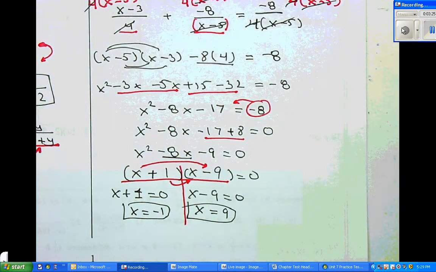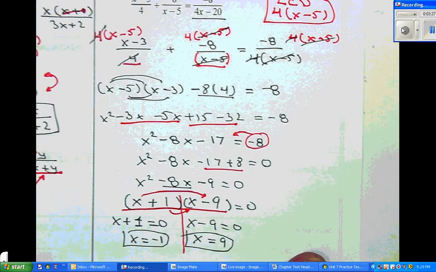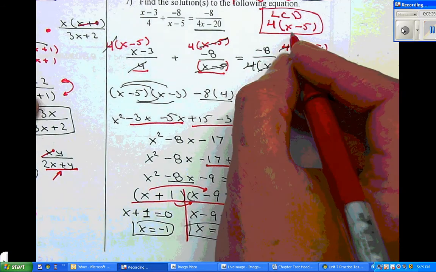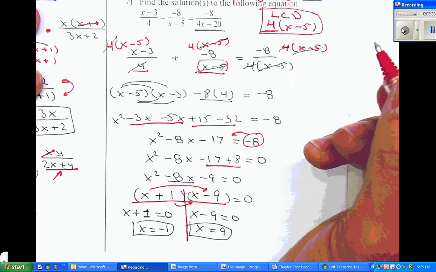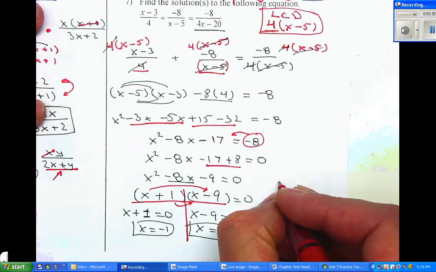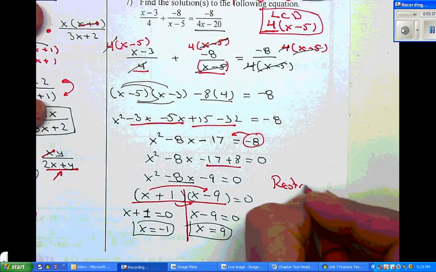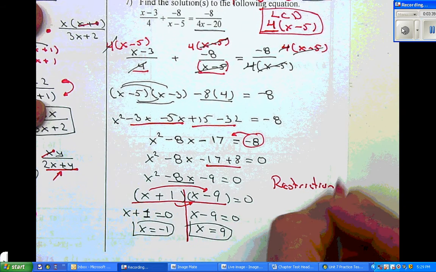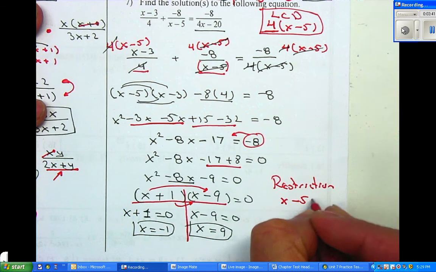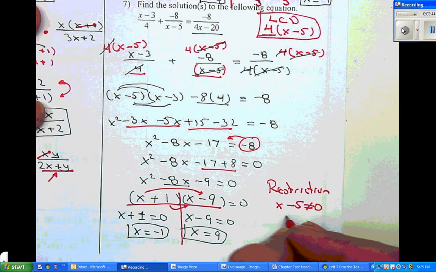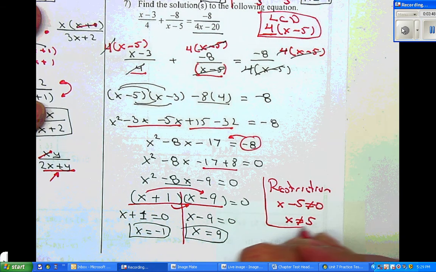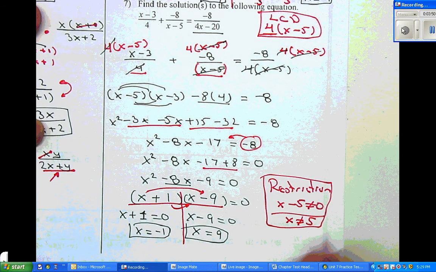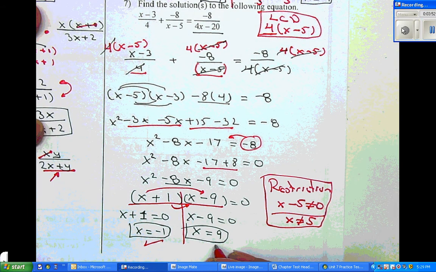We do have some restrictions that we have to take into account. I'm just going to grab them from the LCD. Remember, this is a 4, no variable, so I don't have to make it equal to 0. My restriction will come from x minus 5 cannot be equal to 0. Add 5 on both sides. x cannot be equal to 5. And this answer is correct, and this one's correct.